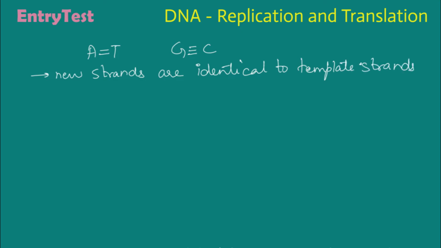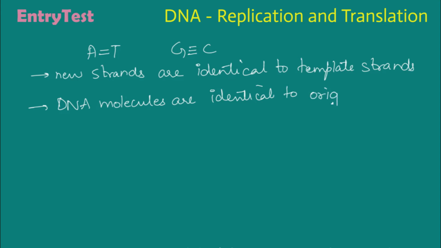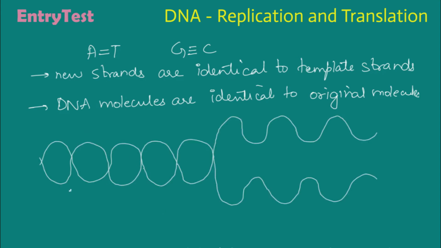Secondly, the 2 DNA molecules formed will be identical to the original molecule. So not only are the strands similar, the molecule as well is completely identical. Now DNA replication, it's a semi-conservative process. So let me draw a diagram for that. So let us suppose that this was the original DNA strand.